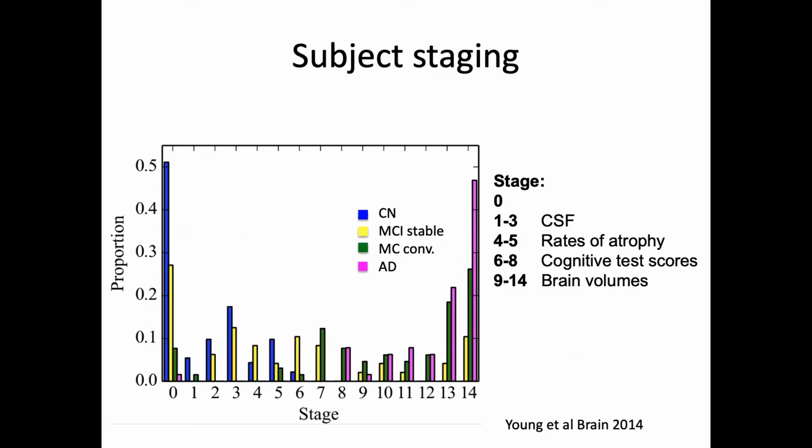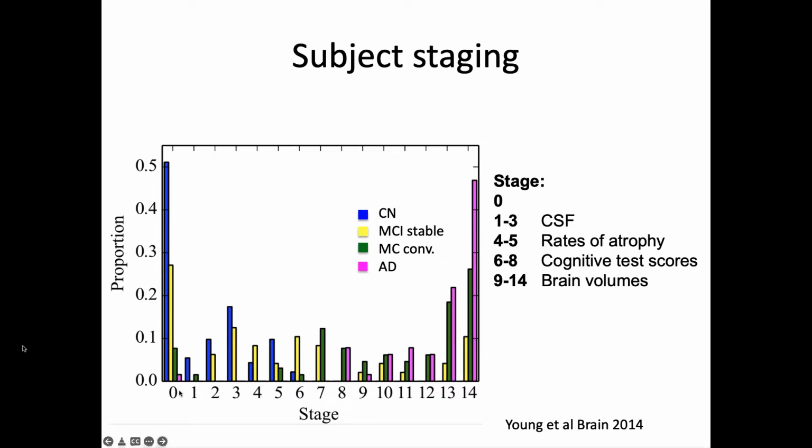And once we've got a model of that type, we can use it to provide a staging system that can help us place individuals on positions along the disease timeline and track their progress over time. So the way that staging system works is simply by counting the number of events in the order that we've estimated that have occurred so far for that particular patient.